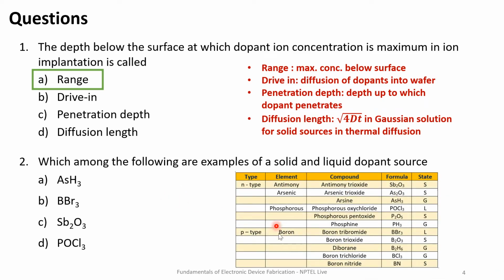So here we have this particular table, right? There are two types of doping: N-type doping and P-type doping. P-type doping means we will be using boron. For N-type we will be using arsenic, antimony and phosphorus. POCl3 among this, if you see, is a liquid type. So is that okay?